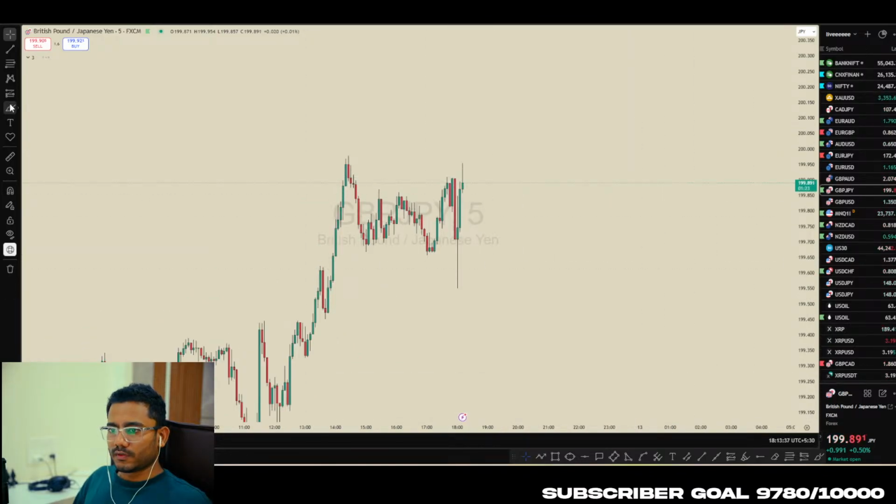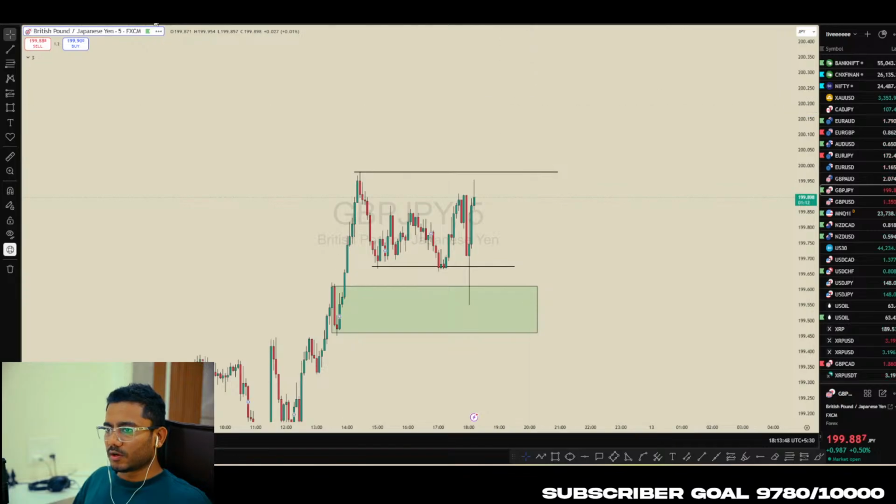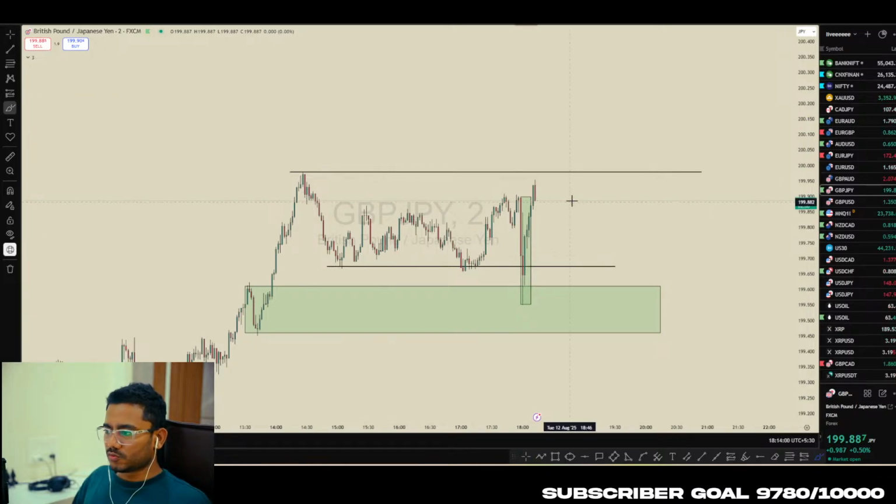Here after the news, price has swept this liquidity and tapped the order block like this one. And if this continues and gives us a structure break, then we can look for a continuation trade to the upside. Here, the intention of price was to flip the liquidity. So we can confirm this is the liquidity sweep now, where price has now broken the structure here. So we'll wait for price to break this high also.